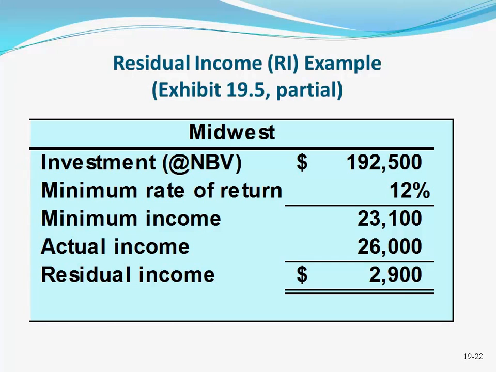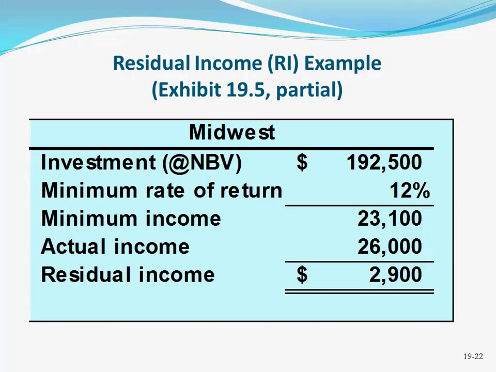So that's simple. You could do this calculation for each of the regional centers. You can do the calculation for each of the product lines. Any questions on how the residual income is calculated, or what it means?